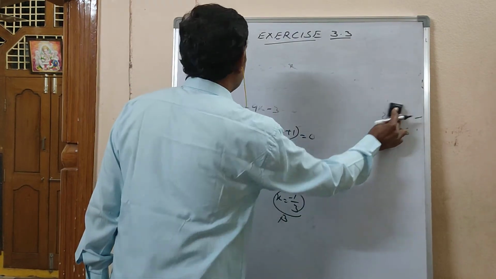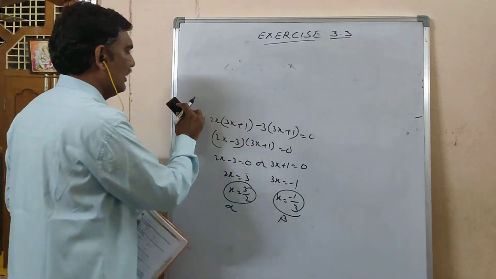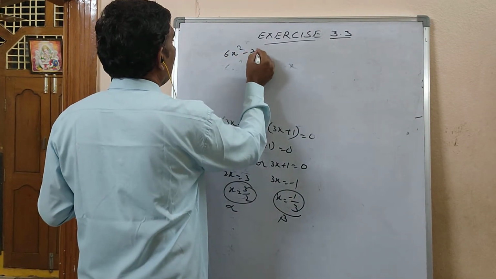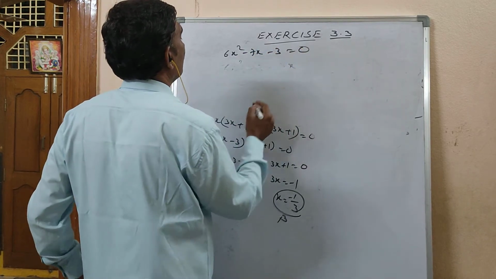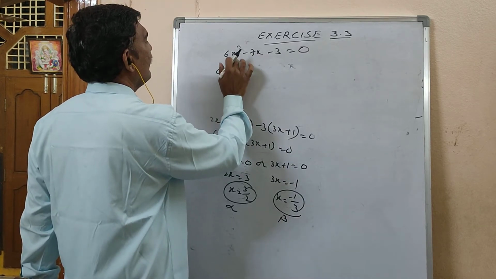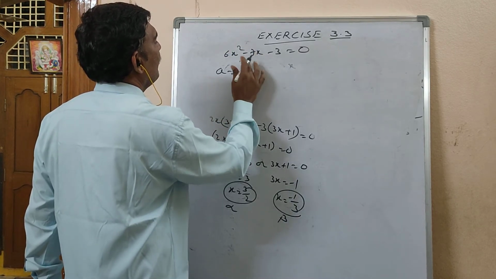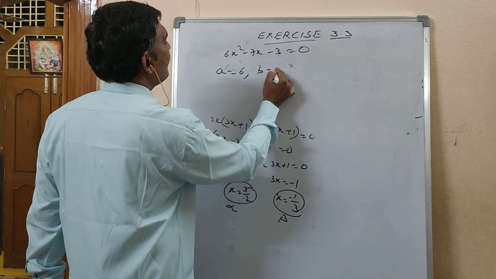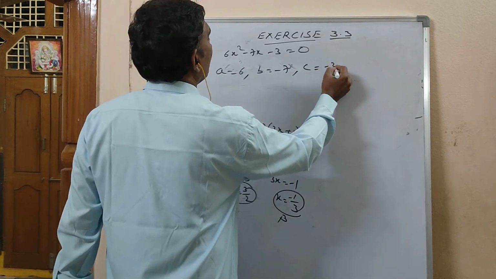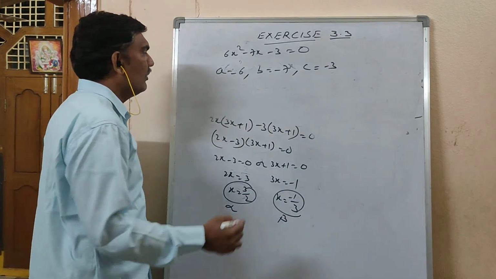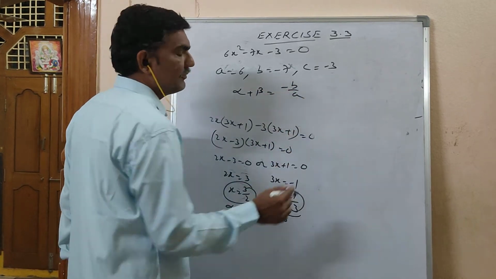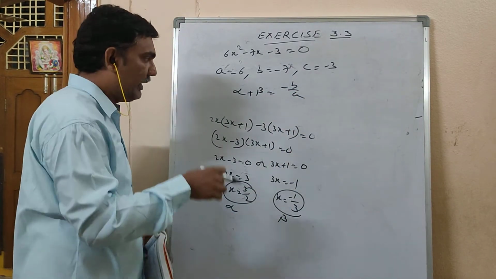Next we will see it here. Alpha plus beta. The equation is 6x square minus 7x minus 3 is equal to 0. What is the value of a here by seeing this? Compare ax square. A means 6. Bx. B means minus 7. C means constant term, minus 3. Now alpha plus beta, the formula is minus b by a.